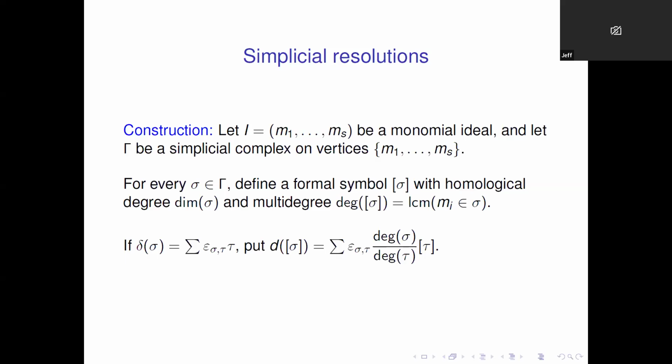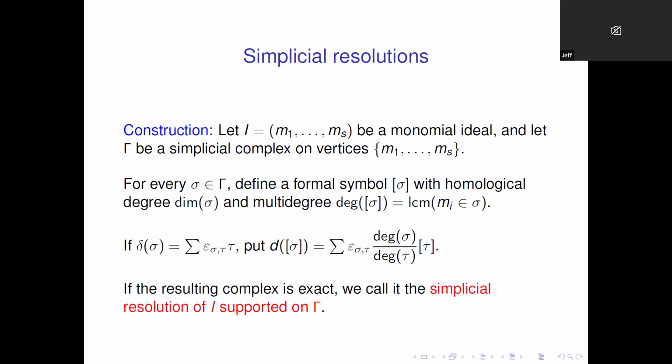And in the chain complex for computing the homology of delta of gamma, there's a differential map. Sigma gets sent to some sort of sum over all the other faces of 0, 1, or -1 times that face. So I'm just going to call that 0, 1, or -1 epsilon sub sigma tau. And we're going to build the differential for hopefully our free resolution by just taking that same thing and inserting what's necessary to make the multi-degrees work out, which is always just this additional fraction, degree of sigma divided by degree of tau.